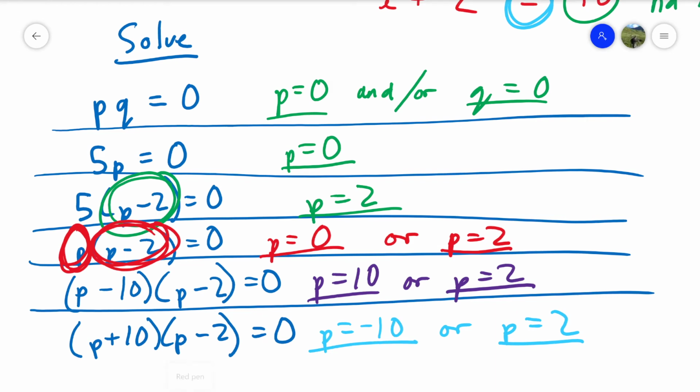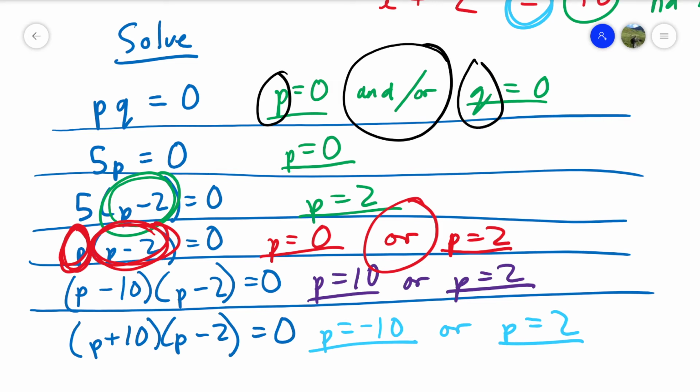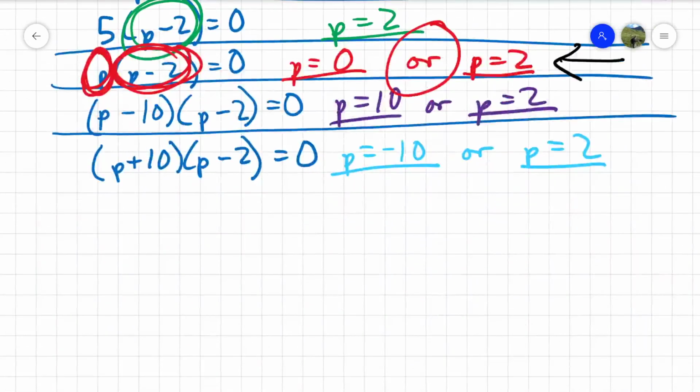Right, I did promise that I'd come back to why isn't it and/or? Well, I'm going to answer that with another question. Up here, why is it and/or? It's because there's a P and a Q. They're two different things, so they could both be 0, or maybe only one of them is 0. But over here, P can't be 0 and 2 at the same time. It can only be one of them. Let's do the next question.